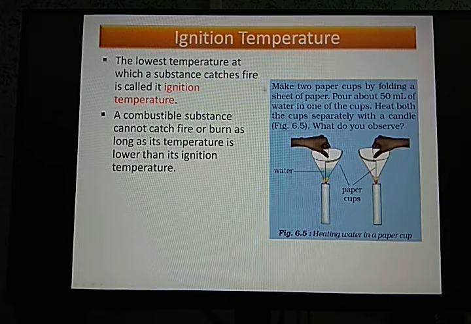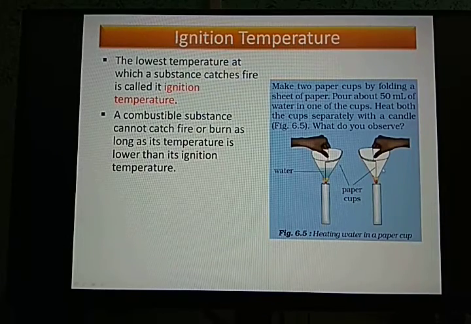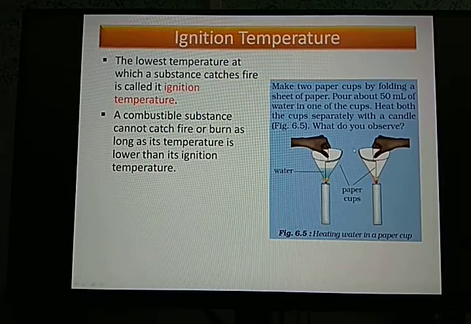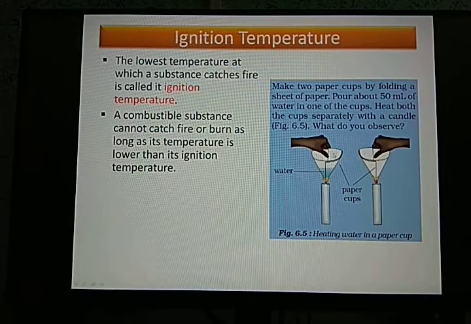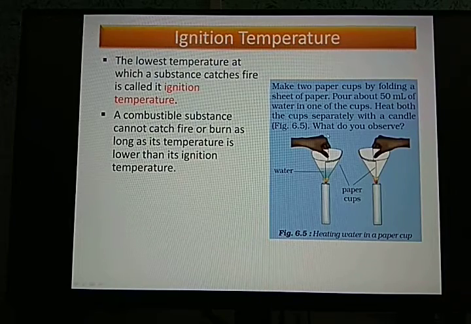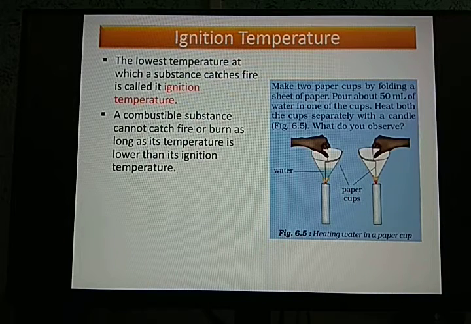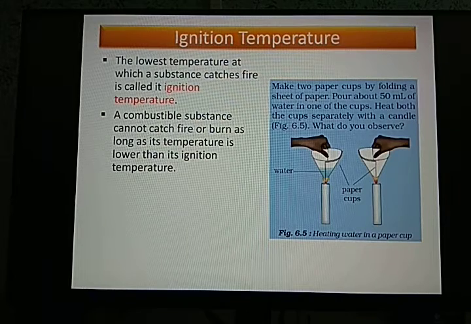As you can see here, in one case a cup is filled with water, and in the other case it is totally empty. Then you have to check which one catches fire easily and how long it takes to catch fire. So you have to write down your observation. Basically, what we will see here is that the cup with the water will not burn that easily, but the cup without water will burn rapidly. Instantly it will burn.